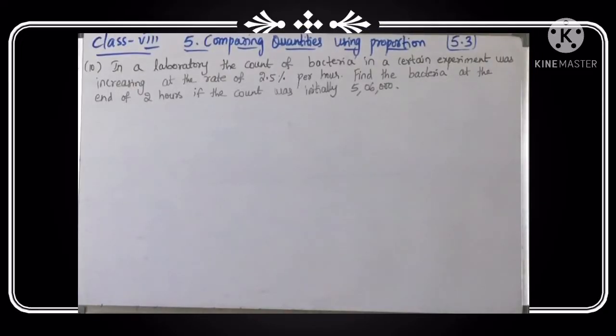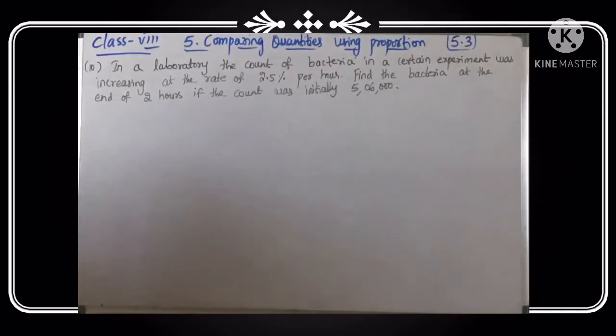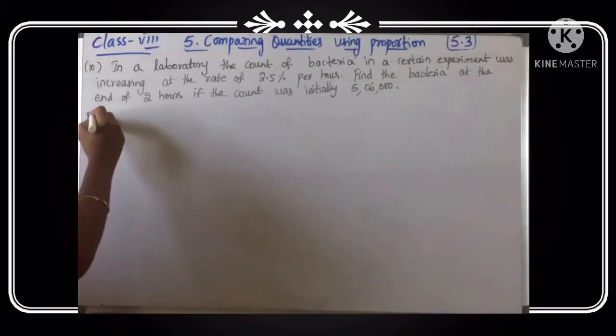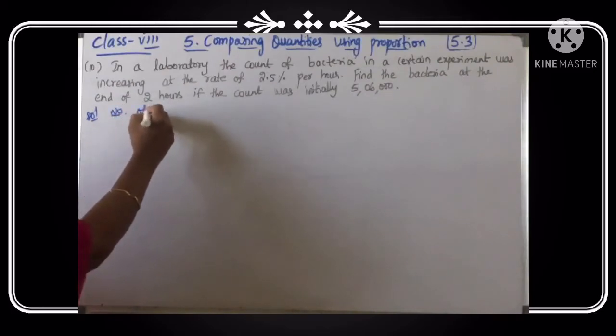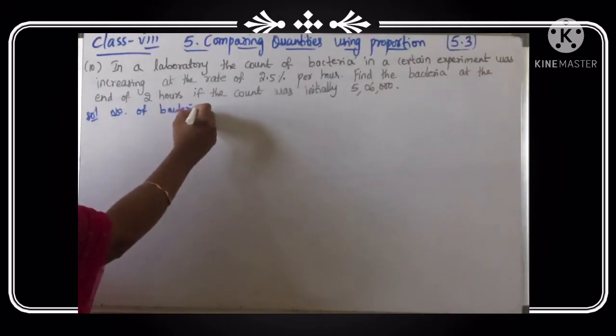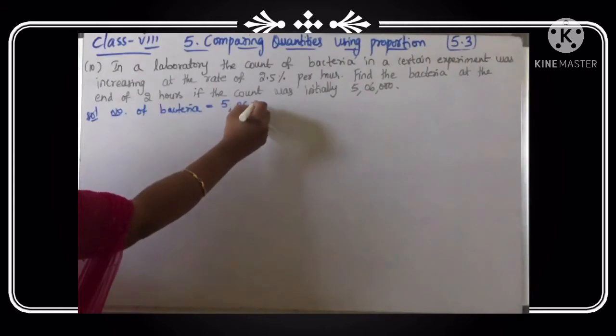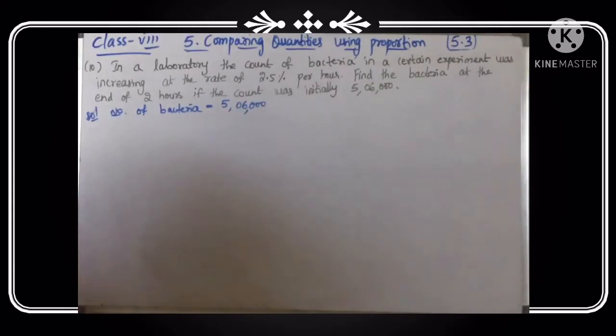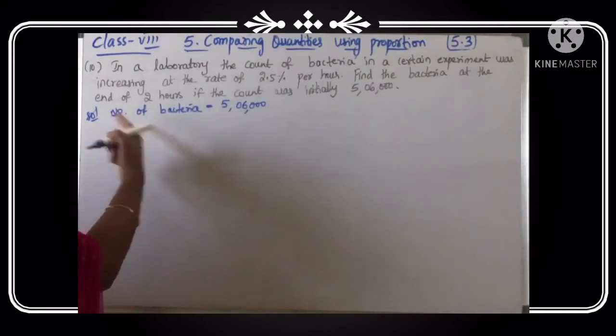Now coming to the 10th question, children. In a laboratory, the count of bacteria in a certain experiment was increasing at the rate of 2.5% per hour. Find the bacteria at the end of 2 hours if the count was initially 5,06,000. Here we can use the formula like compound interest, right? Here the number of bacteria in the laboratory is given as 5,06,000, and this you can take as x.